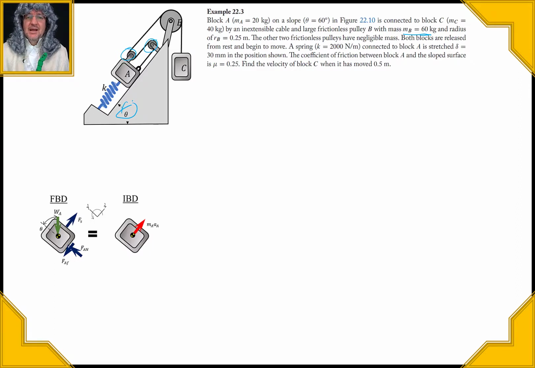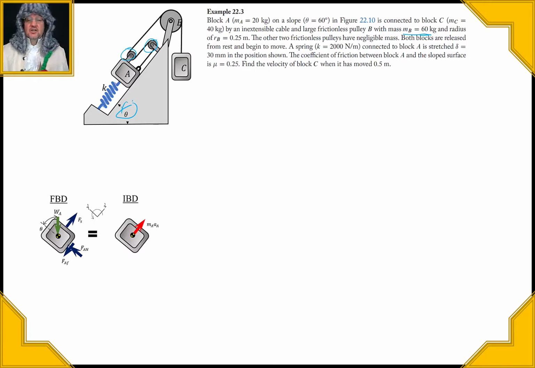At the beginning, it's going to be stretched 30 millimeters, right? So it starts out already with some stretch to it. The coefficient of friction between block A and the slope surface is 0.25. And so we want to find the velocity of B after it's moved 0.5 meters.